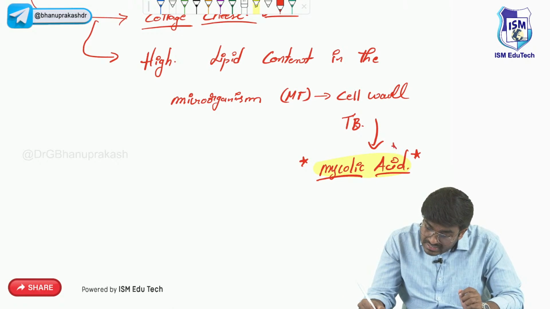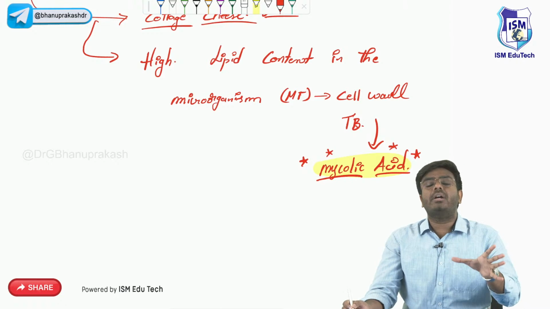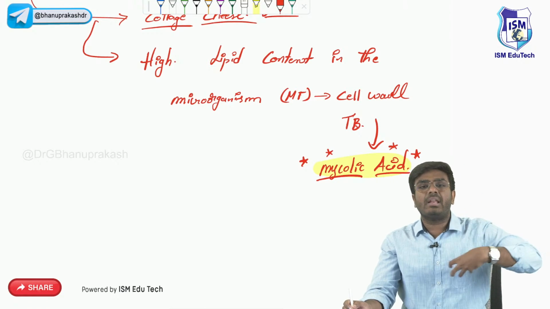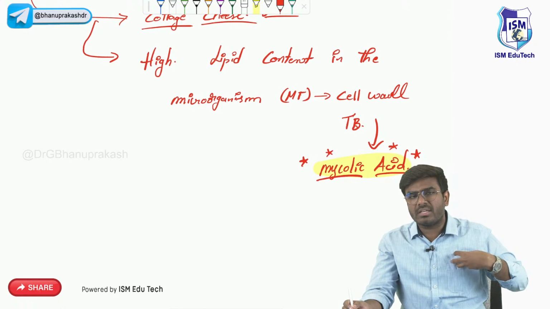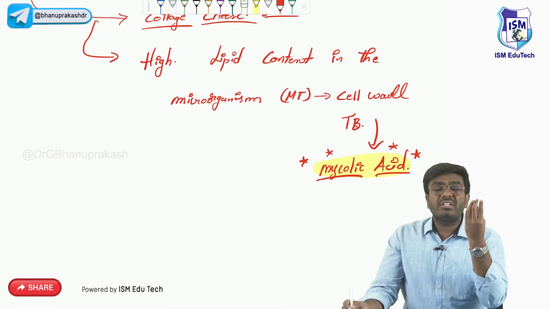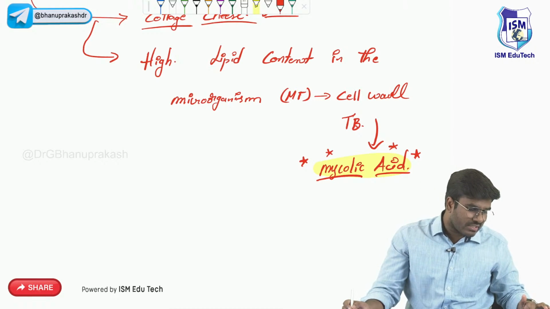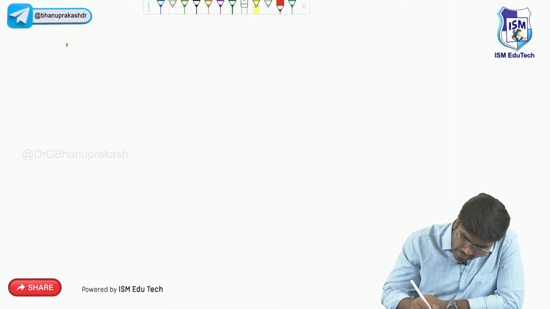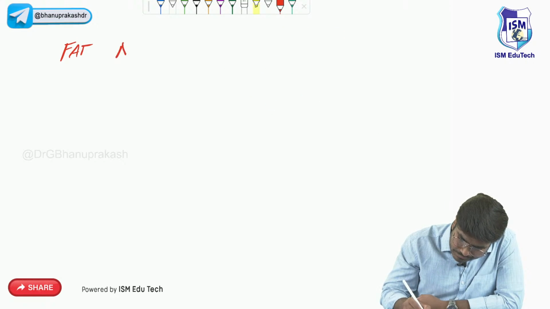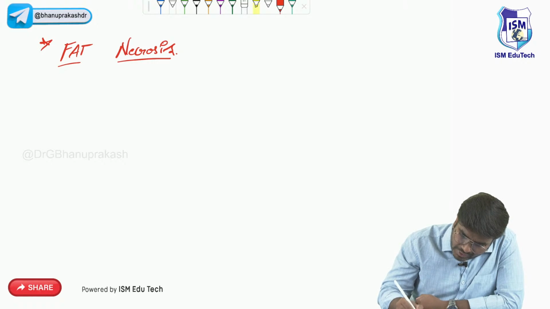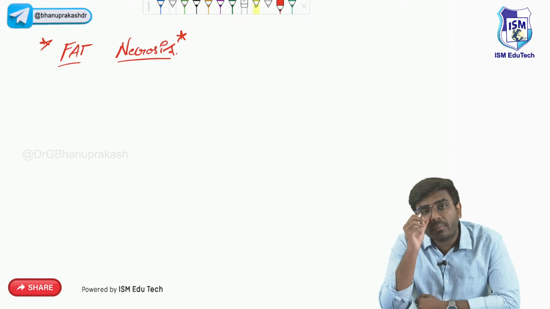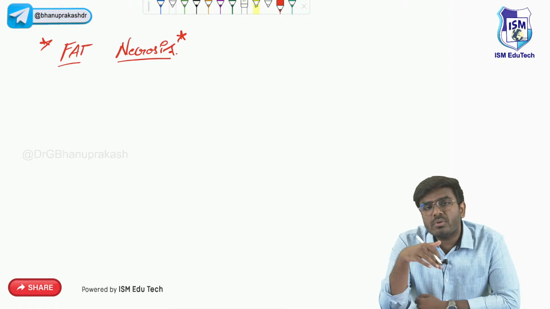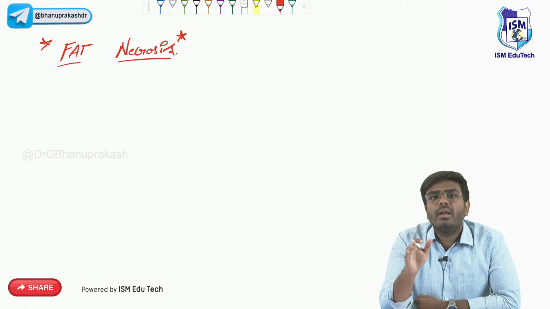And this mycolic acid has high lipid content. Because of this high lipid content, the organism looks more waxy or cheesy in nature. Now next, the other type of necrosis is fat necrosis. Wherever there is fat, if the adipocytes are being damaged, if they are dying, they will undergo fat necrosis.